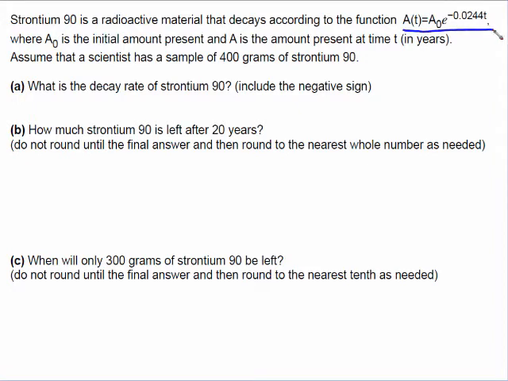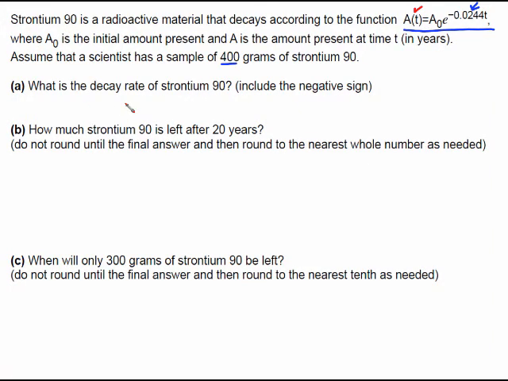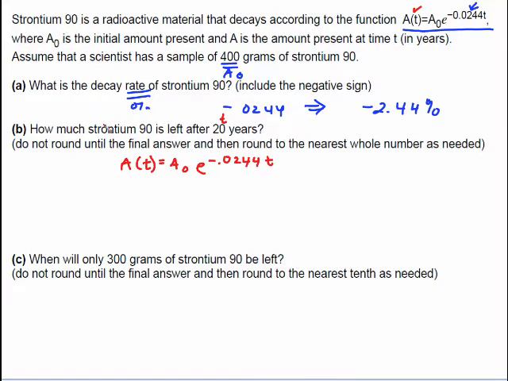So again, we are given the function. Part A just asks us what is the decay rate, and of course rate is always referring to the percent, and the percent refers back to this decay number right here. As a decimal, it would be negative 0.0244, but it has to be a percent, so it is still negative 2.44%.